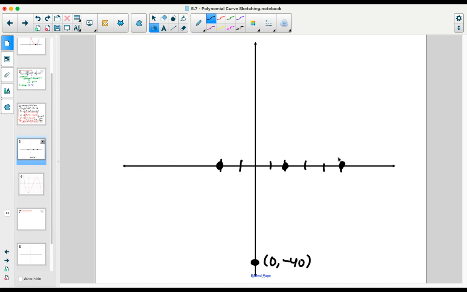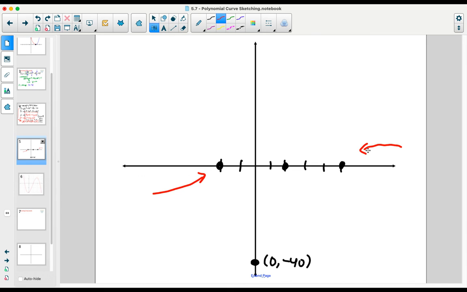Now, I am also well aware that the scaling on this graph is completely off. There is no consistency between the x-axis and the y-axis. I'm not worried about that. I am simply worried about getting a rough sketch of the graph. At this point, we can mix in our end behavior. This is the leftmost point of the polynomial that we know. This is the rightmost point of the polynomial that we know.